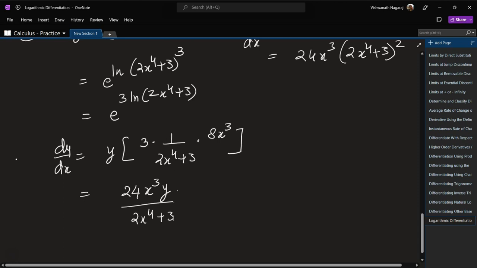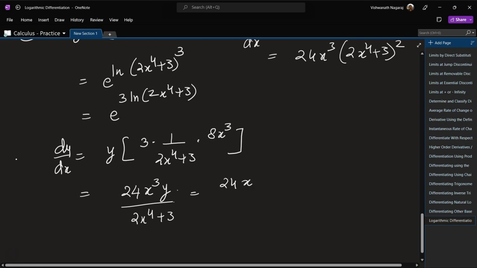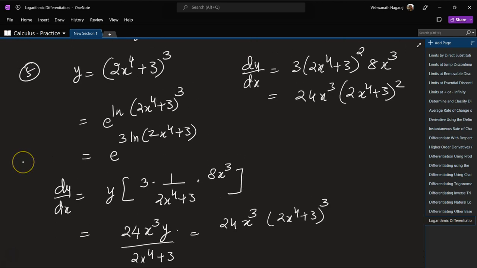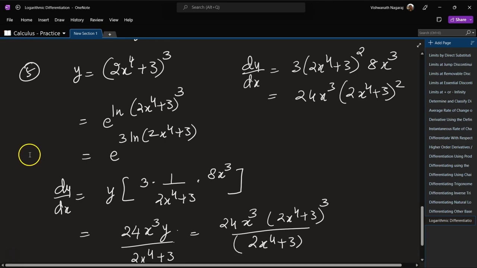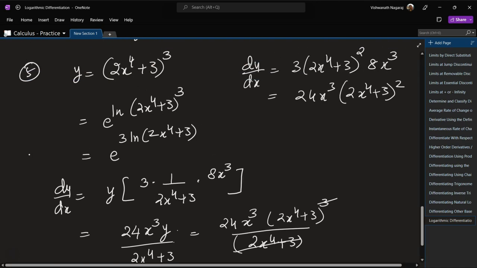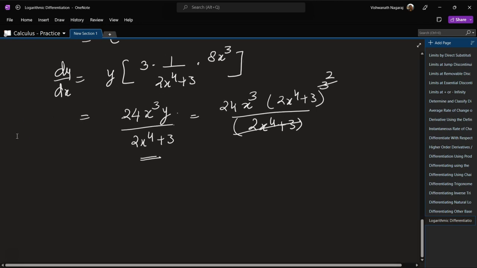Now you might think that different answers are coming, but remember, we can always simplify this. y is nothing but (2x^4 + 3)^3 divided by (2x^4 + 3). So here, this and this get cancelled. What do we have? 24x^3 (2x^4 + 3)^2, only one of the factors gets cancelled. So this is the derivative.